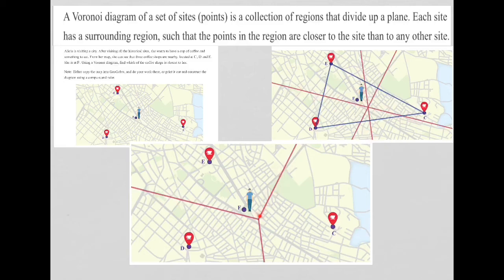If you simplify, just get the vertex of these three perpendicular bisectors over here. This is the vertex of the three perpendicular bisectors. This is the point where the three perpendicular bisectors join each other. So by making actual perpendicular bisectors, you can decide that the person is closest to coffee shop E. So you need to draw perpendicular bisectors using compass and ruler.